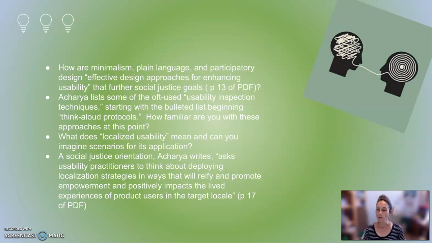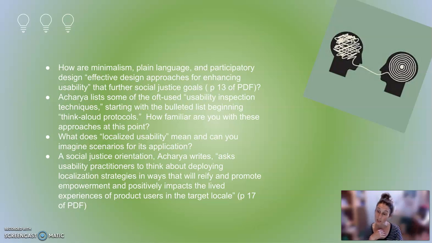So how are minimalism, plain language, and I have an image from the Plain Language Institute on the screen, and participatory design, effective design approaches for enhancing usability that further social justice goals? Acharya lists some of the oft-used usability inspection techniques, starting with the bulleted list that has think aloud protocols as the first item. Now, when you read that list, I want you to dovetail it with some of the other works that you've read this semester that offer other usability inspection techniques. Is this ringing a bell to you? How familiar are you with these approaches like think aloud protocols and the others at this time?